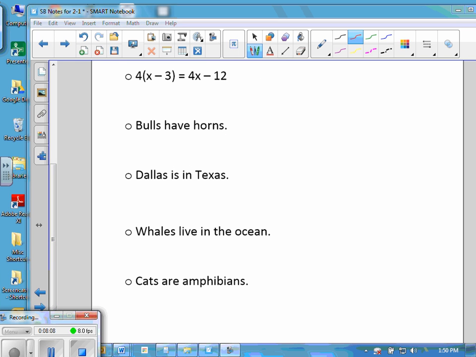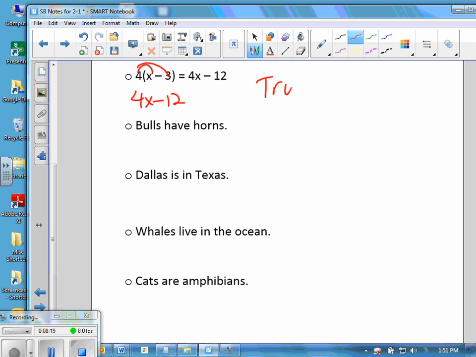Let's look at these. The first one, using the distributive property, we would get 4x minus 12. Since we have the same thing on both sides, always, this would be true. Let's get down to the statement about Dallas being in Texas. Other states have cities named Dallas. For example, there is a Dallas in Georgia. So Dallas, Georgia would be a counterexample making this statement false.